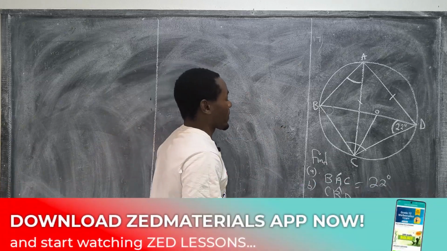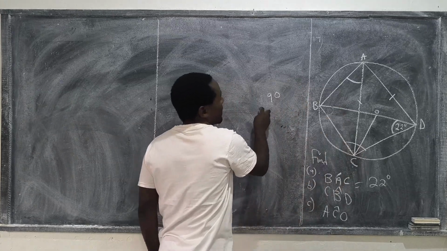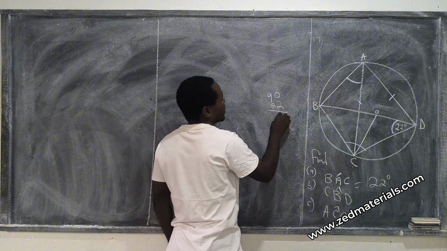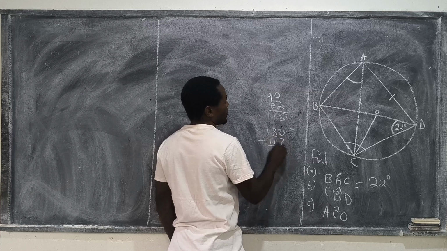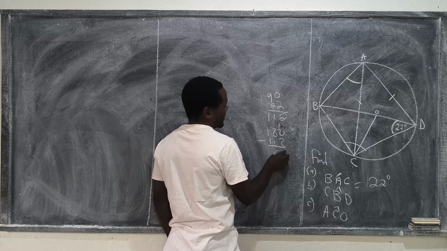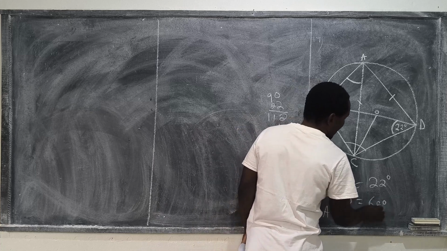When you go to the Z materials, we explained the theorems. All right, so if this is 90, then plus 22, it will give you 112. Then you say 180 minus 112, which will give you 68. So this is 68 degrees. You have your answer, 68 degrees.